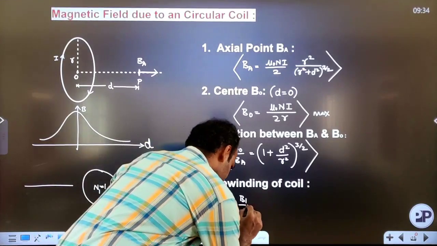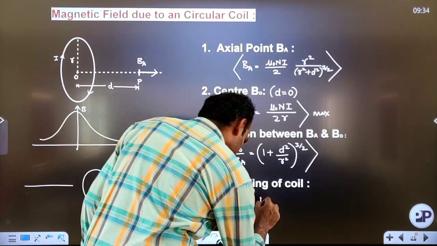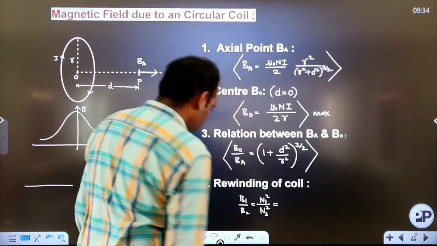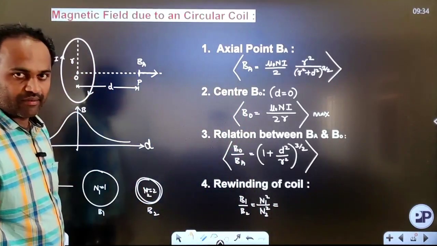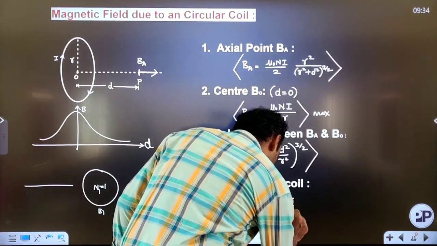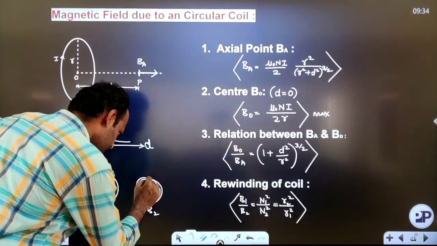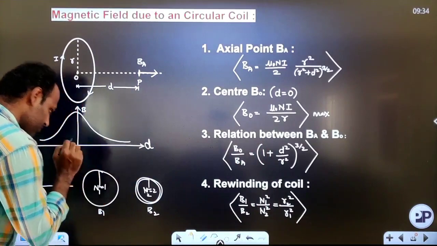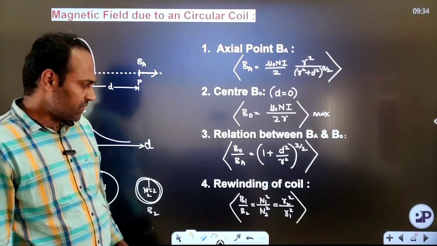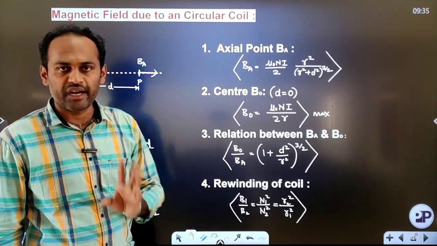So the relation is like this: B1 divided by B2 is equal to N1 square divided by N2 square, the number of turns before rewinding and the number of turns after rewinding, next, R2 square divided by R1 square. R2 is the radius after rewinding, which will be small. R1 is the radius before rewinding, which will be greater. Right? So R2 square divided by R1 square. So this is the shortcut which we have to use whenever the problem is on rewinding of the coil.